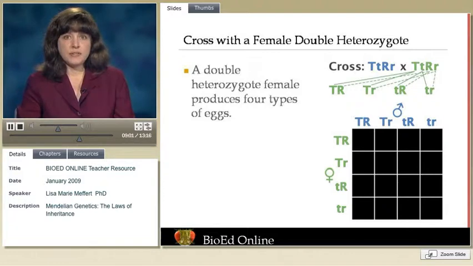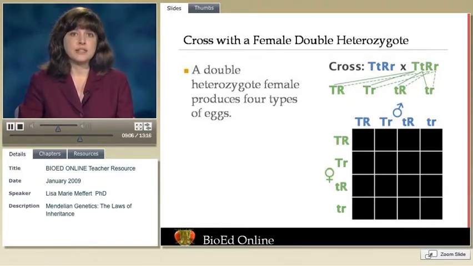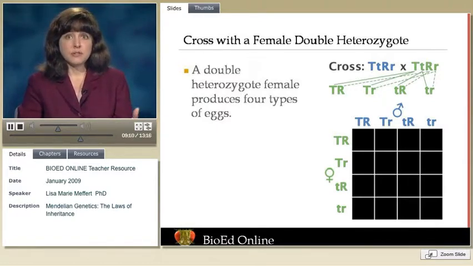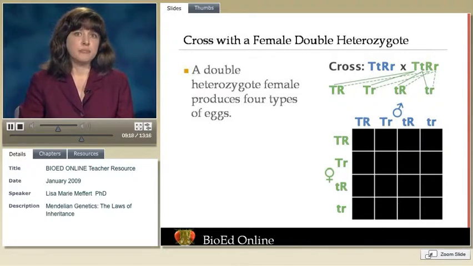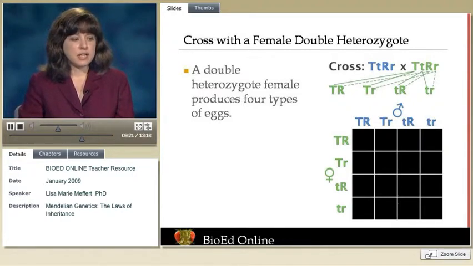We do the same with the female. We're taking this double heterozygote female and figuring out all kinds of eggs that she can produce with regard to tallness or shortness, roundness or wrinkled traits in the seed. So again, she can have a big T and a big R in an egg, a big T, a little r, a little t, a big R, or a little t and a little r.